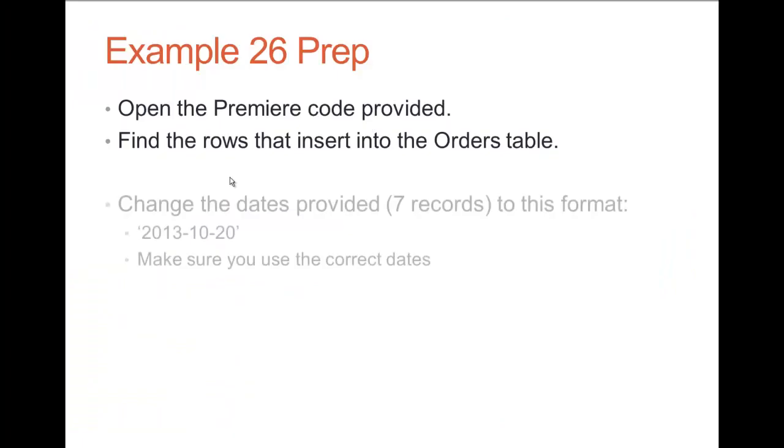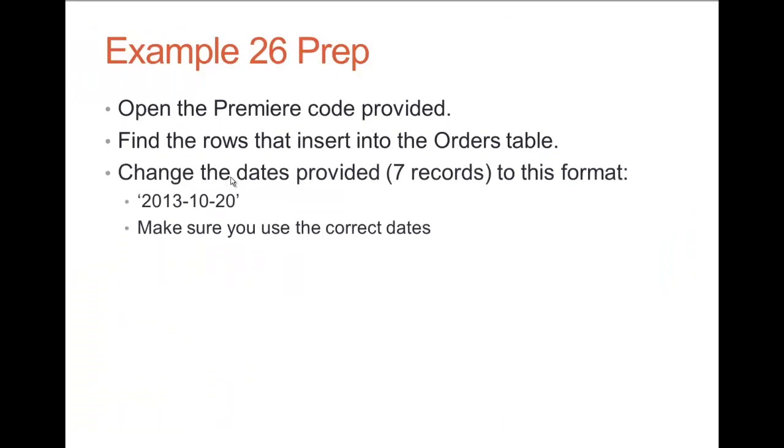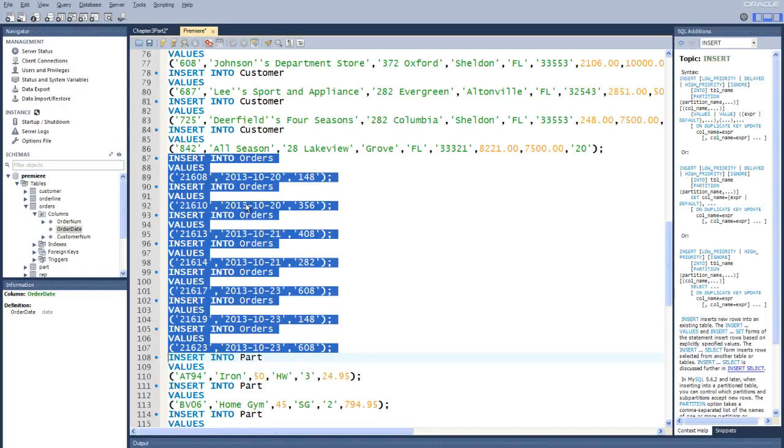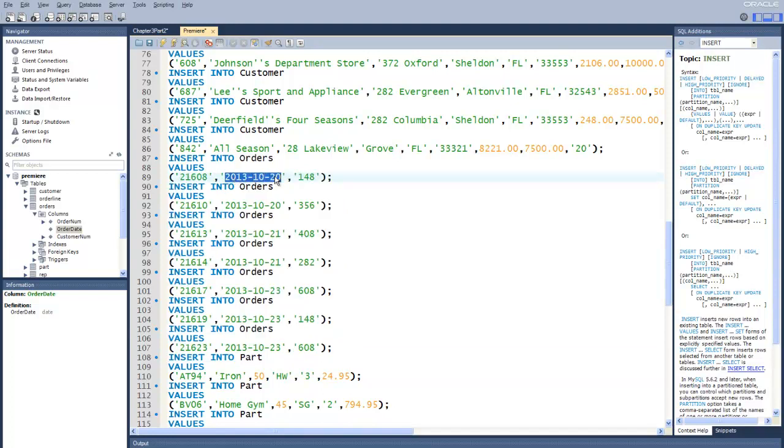You need to change the dates provided to the format of year-month-day. Make sure you use the correct dates. So I've got 2020, 21, and 23. So I had to come in here, select what was there, and manually type this in.